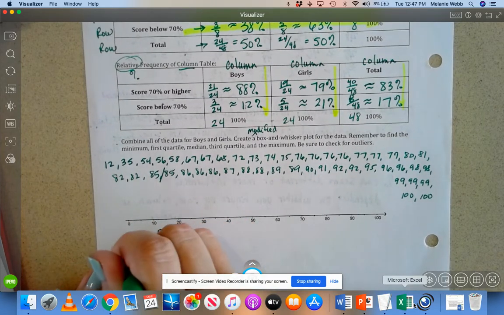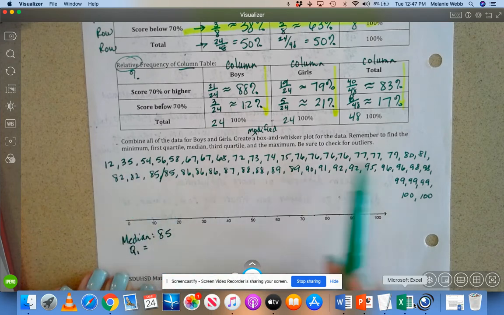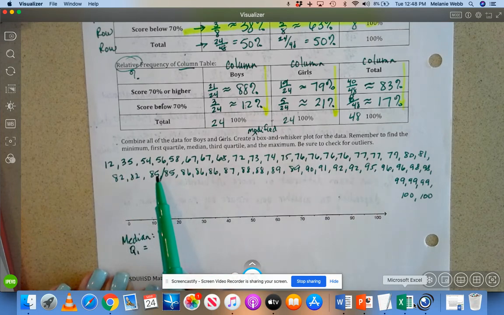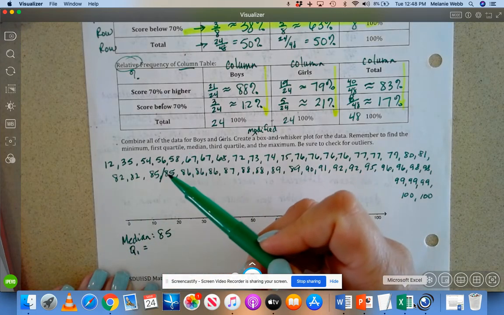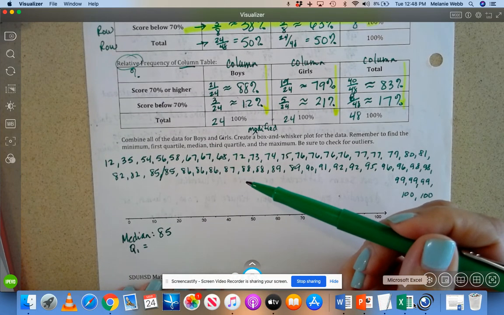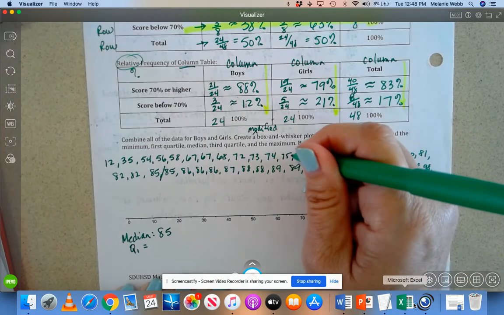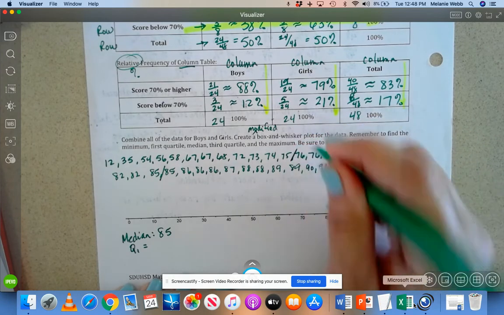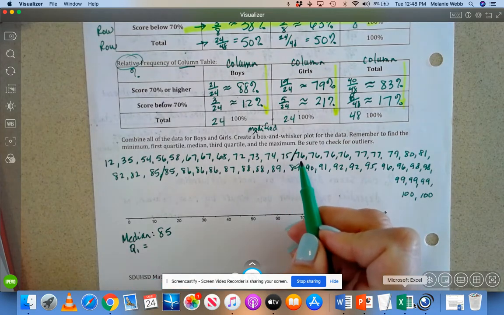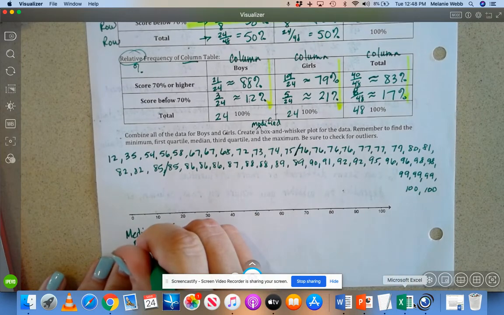My Q sub 1, or my first quartile: if there are 24 pieces in the lower half, and 24 is divisible by 2, then you have 12 numbers below, 12 numbers above. Here's where I have number 12 and number 13 piece of data. So my Q sub 1 must be in between those. I just have to take the average, 75.5.